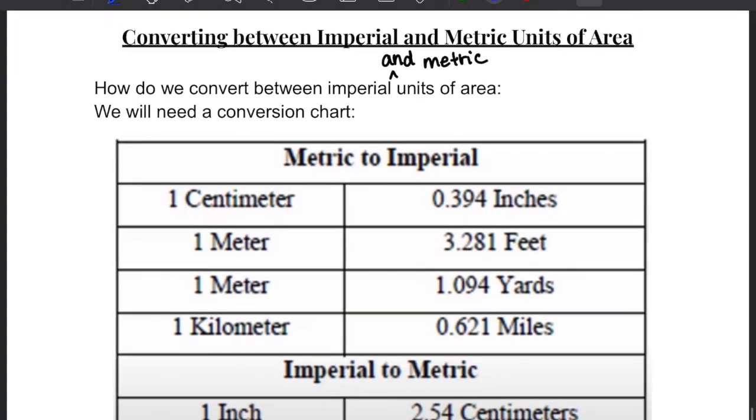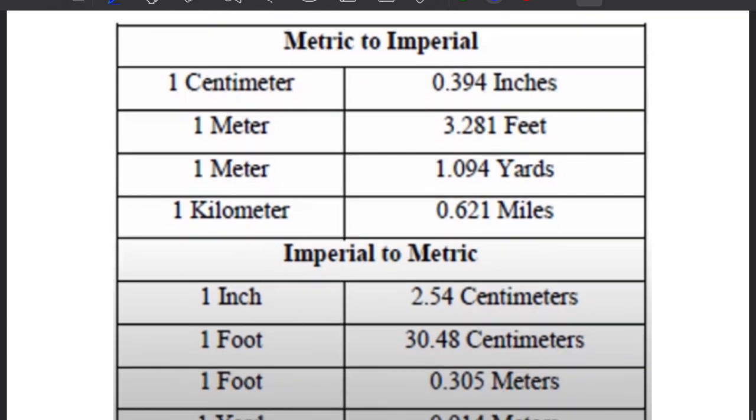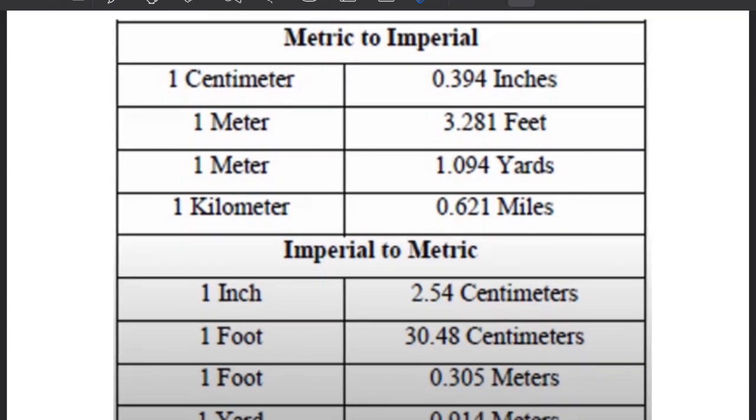Hello everyone, in this video we are going to explore how to convert between imperial and metric units of area. In order to do that, we will need a conversion chart, and what I have on the screen is a chart that gives us the conversions from metric to imperial. All of these are metric units, centimeters, meters, and kilometers, and we're converting them to imperial units such as inches, feet, yards, and miles.